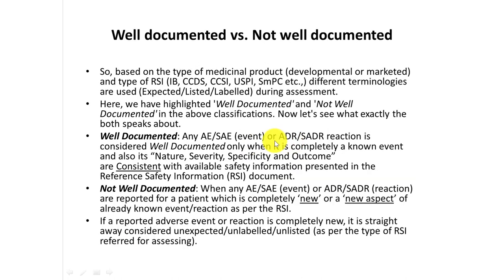Now we have seen many times what is well documented and not well documented. So if it is only available, for example, we'll see here. Based on the document, we may have to refer to multiple documents, like RSI may contain IB, CCDS or USPI.